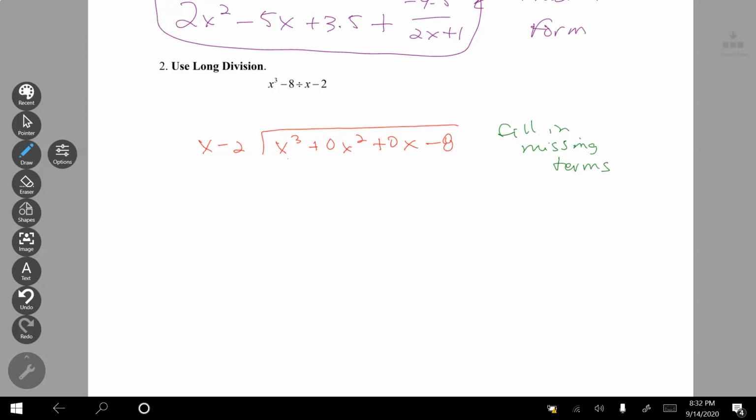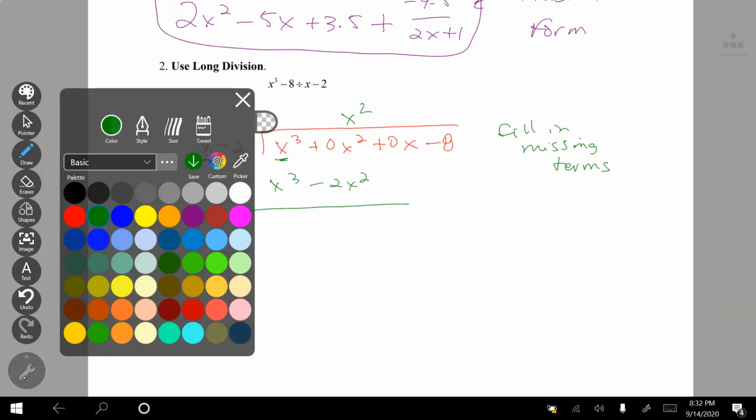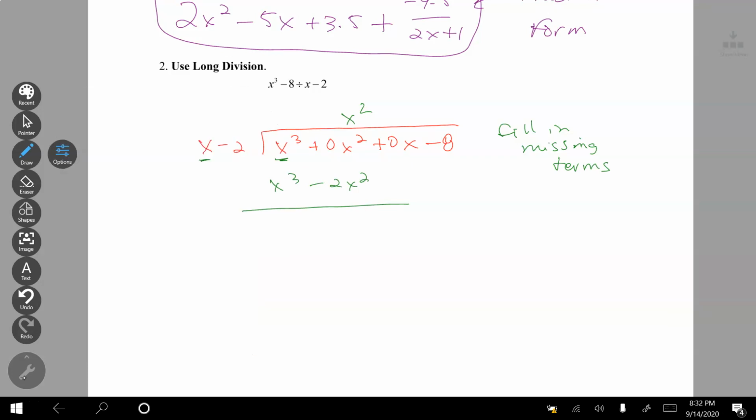Okay, so all I really care about in the beginning is x cubed and x, and I have to multiply that by x squared. I get x cubed minus 2x squared. And remember, I'm going to force opposites, so this is minus plus, and I get 2x squared plus 0x, and I have to multiply this by x times what? I have to multiply by 2x. I get 2x squared minus 4x.